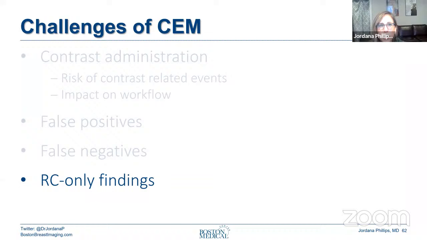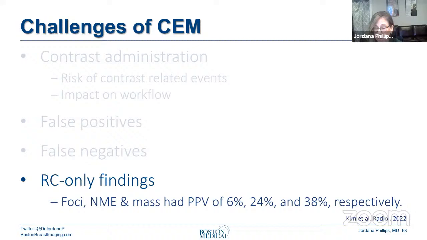Another challenge of contrast mammo, and this is really more of an implementation challenge, has to do with recombined-only findings. We know from the literature that even if you see an abnormality on recombined imaging only, even if it's only one view, you have to take these seriously. One of the studies put out by Kim and colleagues showed that foci, non-mass enhancement, and mass enhancement had positive predictive values of at least 6%, all the way up to 40%. So you have to address these if you see them.